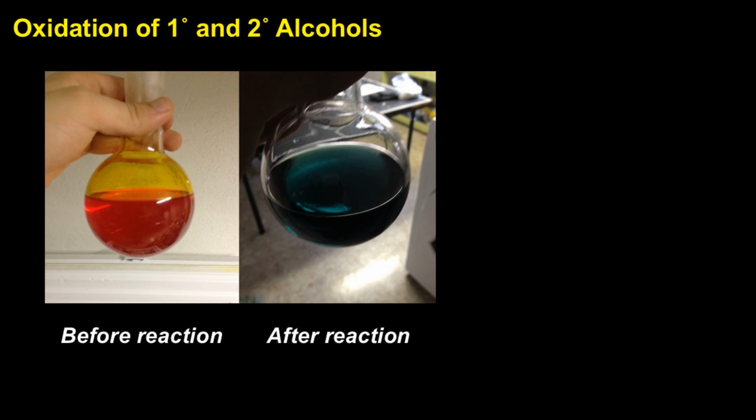Here's a visual that shows exactly what happens with the Jones reagent. Before the reaction, the solution is bright orange. That's the Cr6+. But once the alcohol gets oxidized, the color shifts to a deep green. That green comes from Cr3+, the reduced form of chromium. And this kind of color change is really useful in the lab. It gives you a quick, visual sign that the oxidation actually happened.